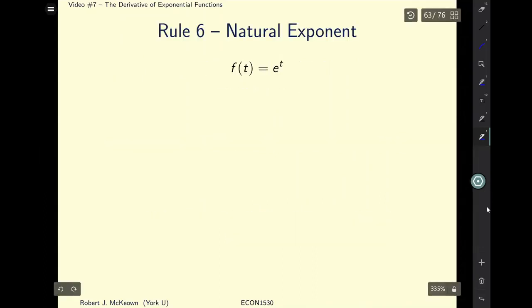Here we go. We've got two more rules to learn in this video. And the first one is going to be about the natural exponent. We'll start with that one. The second one is going to be taking the derivative of any exponent. So here we have the natural exponent. This might be a time function.